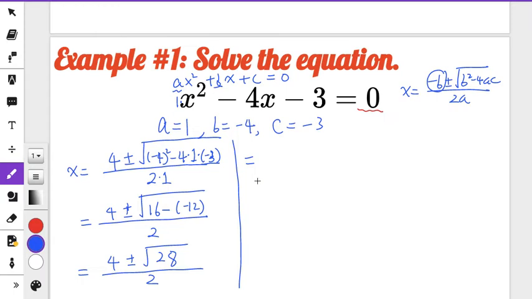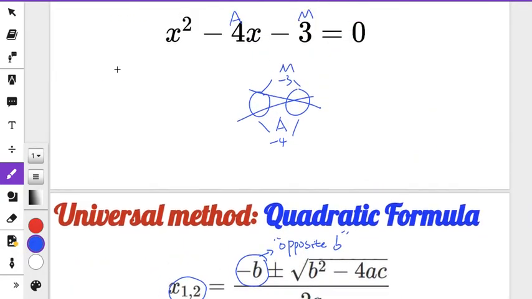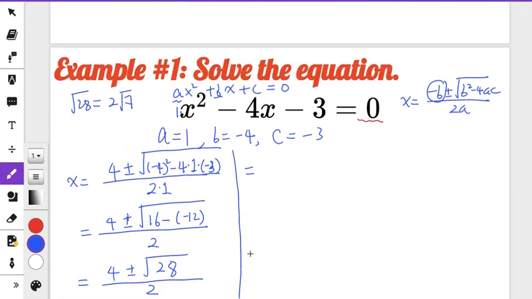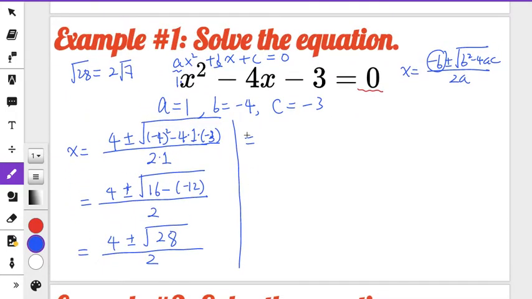So we are now going to do more simplification. Since we mentioned before, square root of 28 is the same as 2 radical 7. If you forget that, you can always go back to check the previous slide about this one. How do we get 2 radical 7? Now I'm going to use this number to replace this part to help us simplify. So it's 4 plus or minus 2 radical 7 divided by 2.